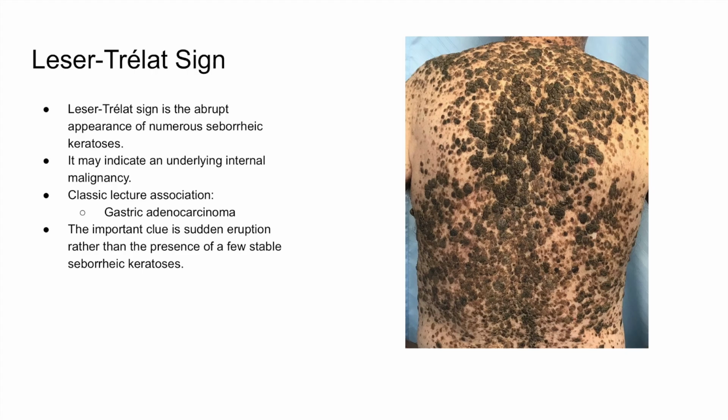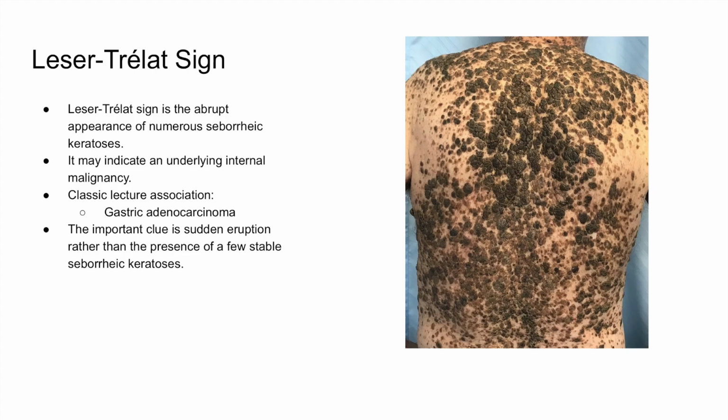The critical clue is sudden change over a short period, not the presence of several stable seborrheic keratoses in an older adult. The validity of Leser-Trélat as a specific paraneoplastic syndrome is debated because both seborrheic keratoses and cancer become more common with age. Even so, a truly explosive eruption, particularly with weight loss, GI symptoms, or malignant acanthosis nigricans, should prompt evaluation for an underlying malignancy.